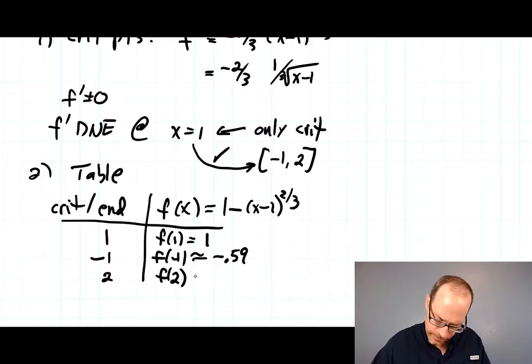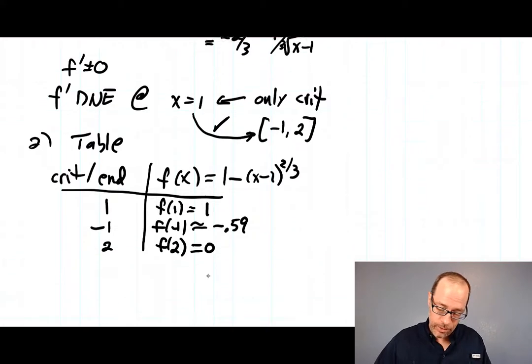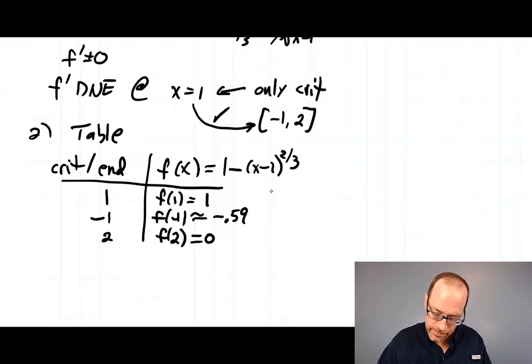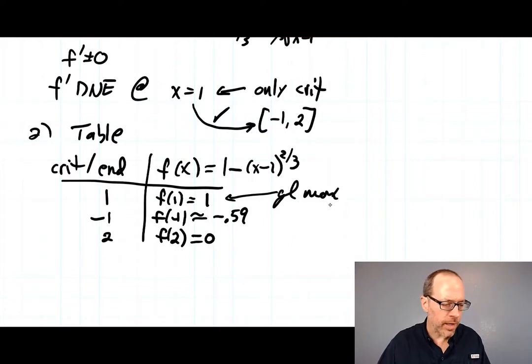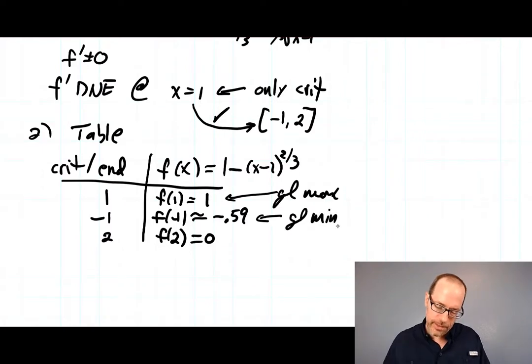All right, so from this we see that we have a global maximum here, and the value is 1, and we have a global minimum here, and that happens at x equals -1. That's it for optimizing on a closed interval. Have fun!